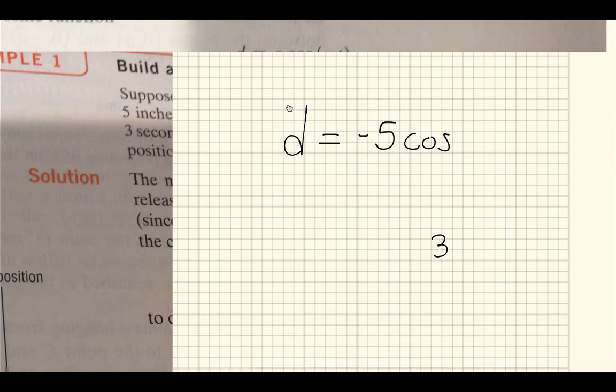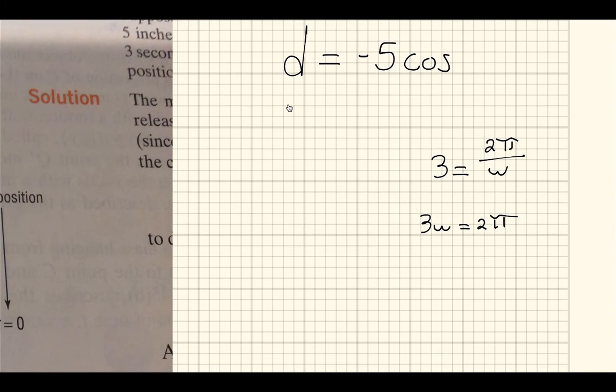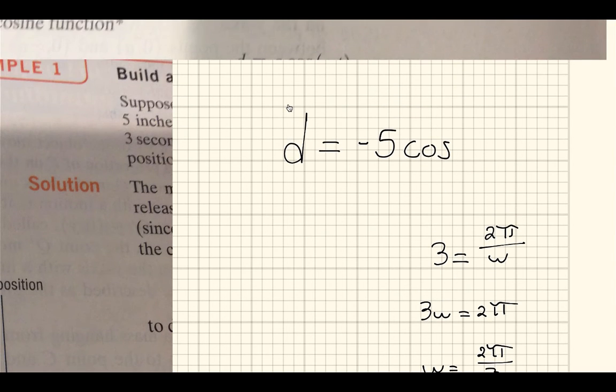So what does that make w when we plug that into the equation? 2 pi over w equals 3, so we're solving that equation. Multiply both sides by w, you should have 3w equals 2 pi. Divide by 3, w equals 2 pi over 3. Okay, and that's going to go into our equation.